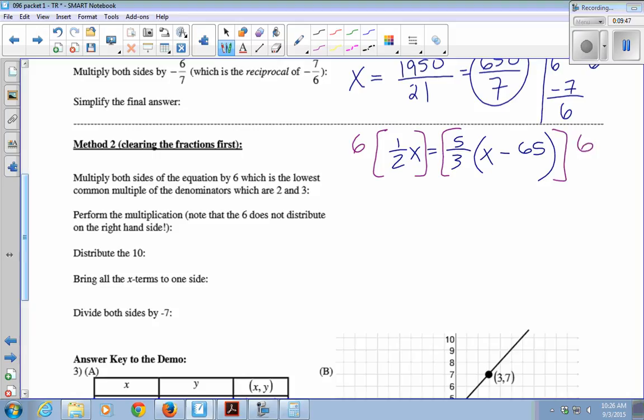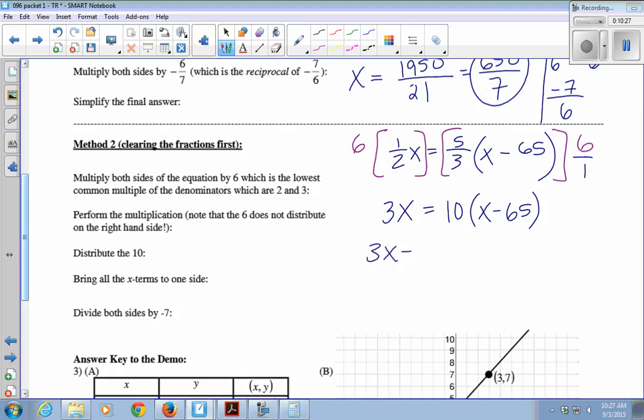All right, what is 6 times 1/2 x? 3x, right. And then 5/3 times 6, what is that? 10, because that's like 6 over 1, right? You do 5 times 6 is 30, 3 times 1 is 3, 30 over 3 is 10. So that becomes 10 times (x minus 65). I did not distribute, right? I just multiplied the 6 times the 5/3. Now I can distribute the 10 and finish solving this equation.